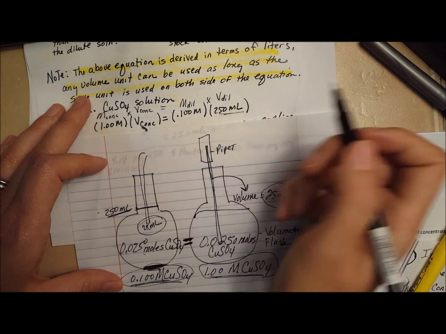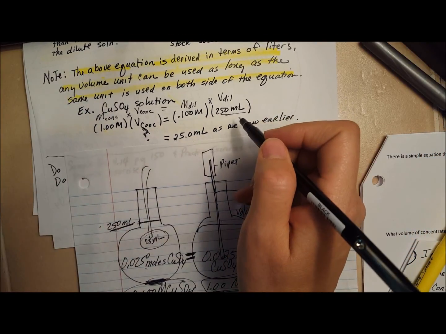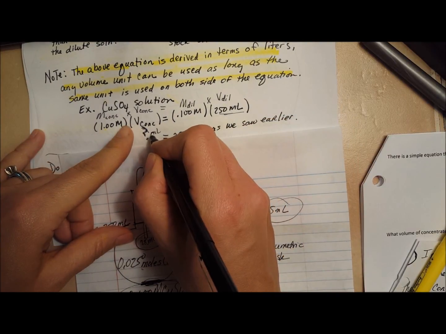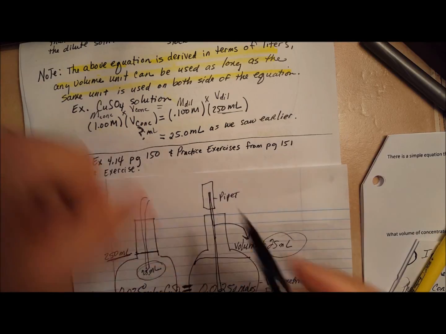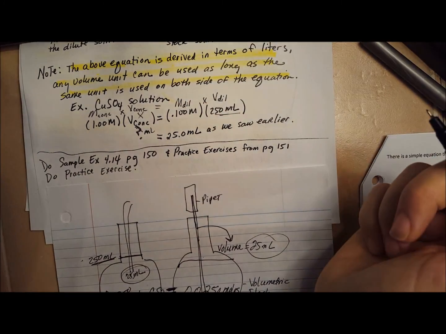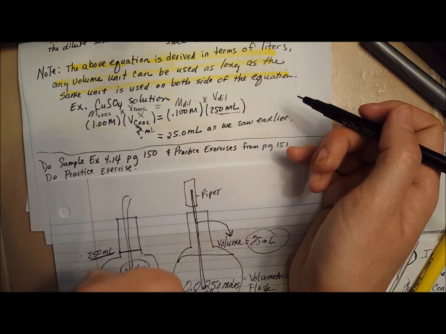That's 250 mL. So remember what I said, you can use milliliters in this equation, but your answer is going to be in milliliters when you solve for the volume of the concentrated solution. So basically it's just solving for X. You can call this X if you want. And when you do the math, you end up getting 25 mL, as we saw earlier.